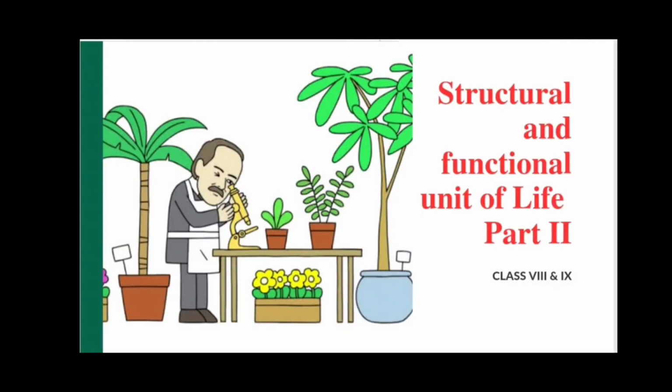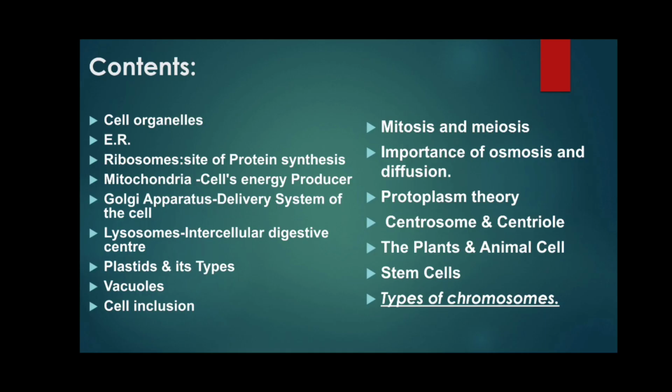Hello everyone, this is the second part of the lesson Structural and Functional Unit of Life. In this part we will discuss cell organelles, their types, cell inclusion, mitosis and meiosis, importance of osmosis and diffusion, protoplasm theory, centrosome and centriole, the plant and animal cell, stem cell and types of chromosome.